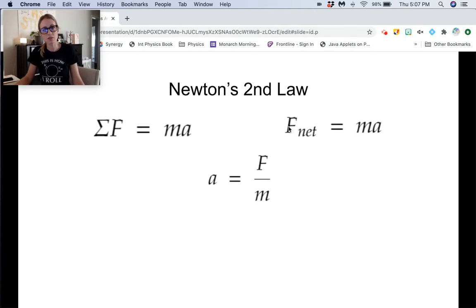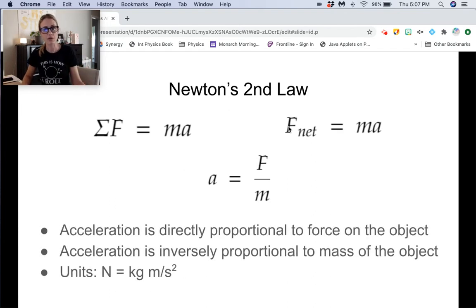Now, the way that Newton actually wrote this equation was a is equal to force divided by mass. And the reason that this notation is good to think about is because we can see how force and mass affect acceleration. Since force is on the numerator here, it's going to be directly proportional to acceleration. That just means the bigger the force, the bigger the acceleration. And that makes sense, right? If we push something harder, it's going to accelerate more.